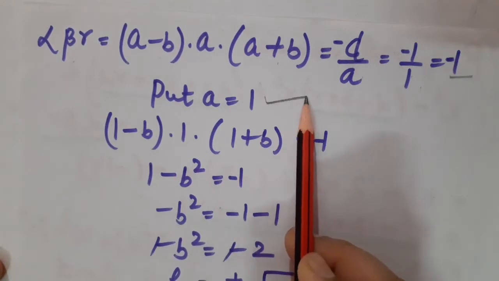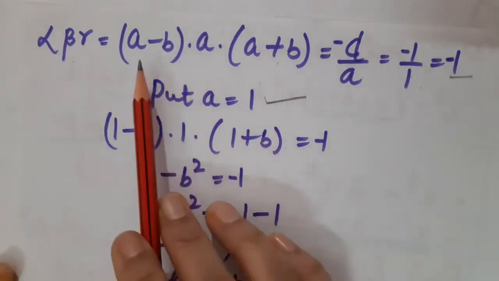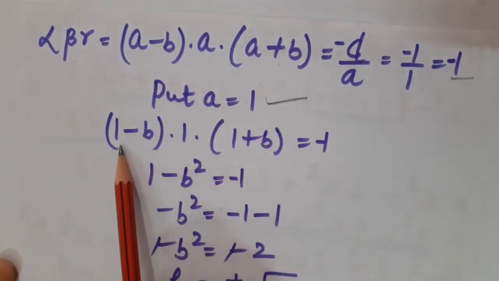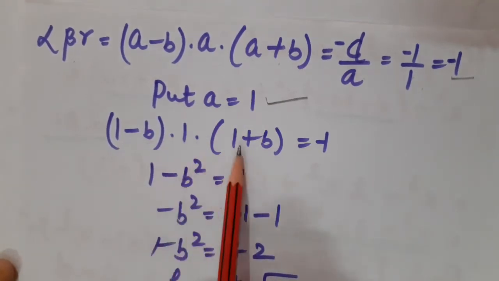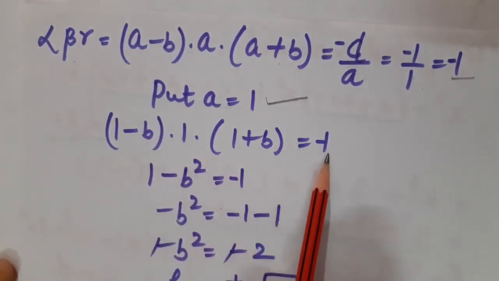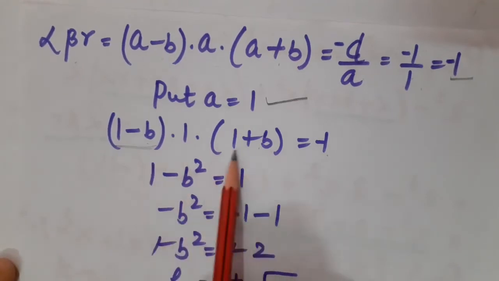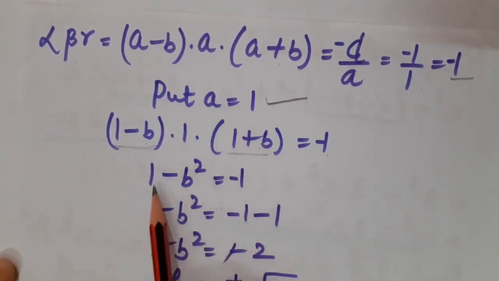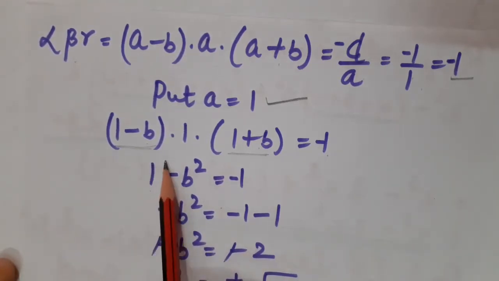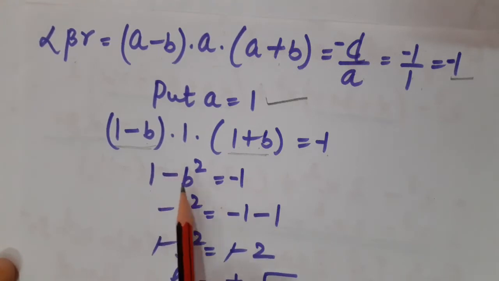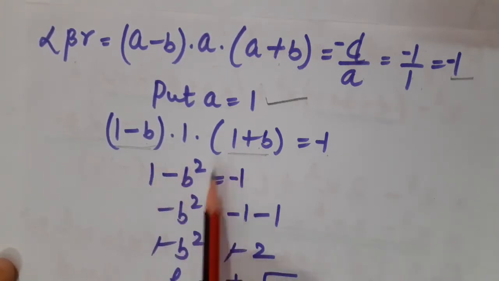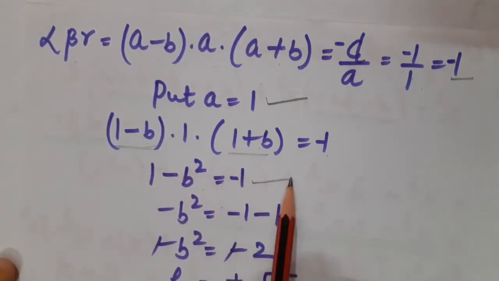The value of a we have calculated, that is 1. Insert that value over here. It would become (1 minus b) into (1 plus b) is equal to minus 1. This is (a minus b) into (a plus b). So which identity will we apply? Identity number 3. It would become a square, that is 1 square, which will be 1 only, minus b square, and in place of b we have b only, is equal to minus 1.